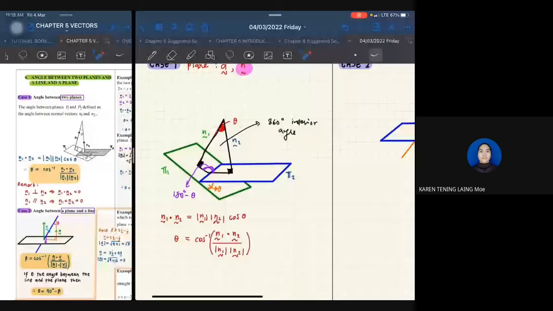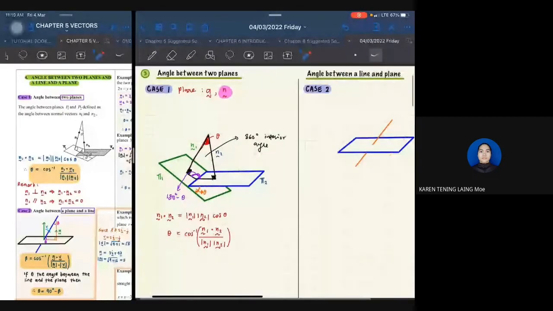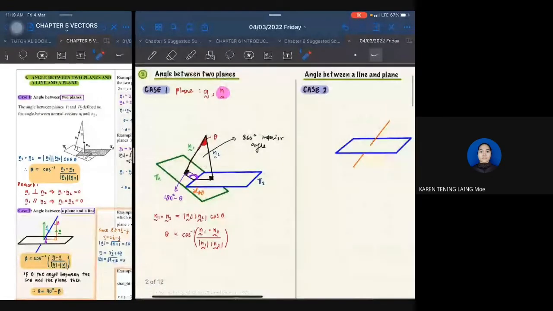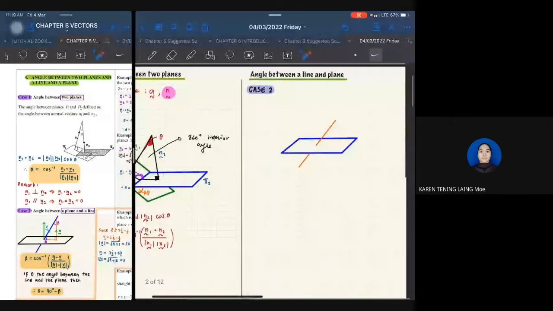Kalau dia minta acute angle, so awak tengok nilai awak tu. Kalau nilai dia kurang daripada 90, then ambil theta lah. Okay, so you need to read the question carefully dan tengok sendiri theta tu betul-betul. Okay, so itu adalah kalau awak ada 2 plane. Okay, settle. Alright, so what if you have a line and a plane?